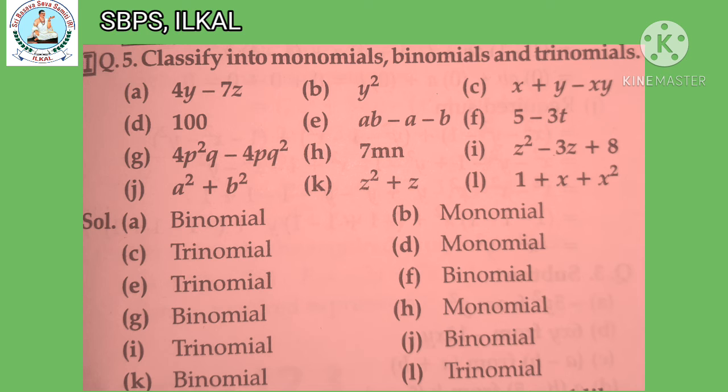I question, z square minus 3z plus 8, it has three terms, so it is a trinomial. J, a square plus b square, it has only two terms, so it is a binomial. K question, z square plus z, it has two terms, so it is a binomial. And the last one, 1 plus x square, it has three terms, so it is a trinomial expression.